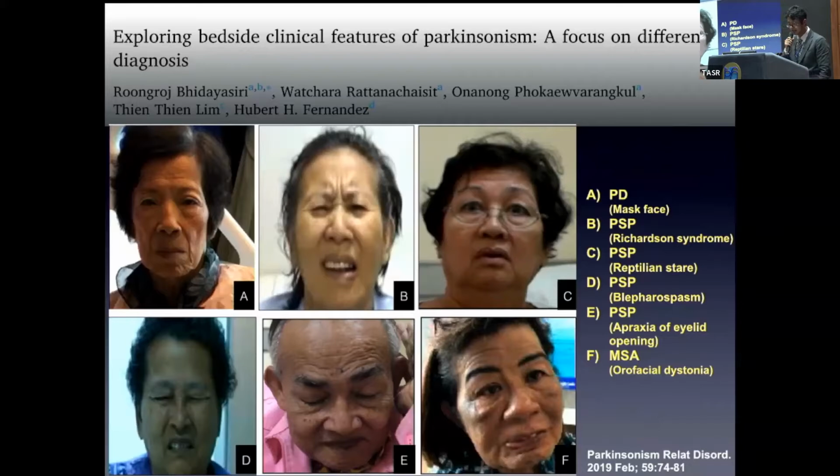If you can see A, this is from PRD in 2019, a patient with mask-like faces in Parkinson's disease. But if you see B, it's actually a different face, of a patient with progressive supranuclear palsy. You can see the vertical muscle, the corrugators, and the procerus sign. And in C, you see a reptilian stare in a patient with PSP. D is a patient with blepharospasm, so you can see the contraction around the orbicularis. And E, a patient with apraxia of eyelid opening. And F, orofacial dystonia in a patient with MSA.